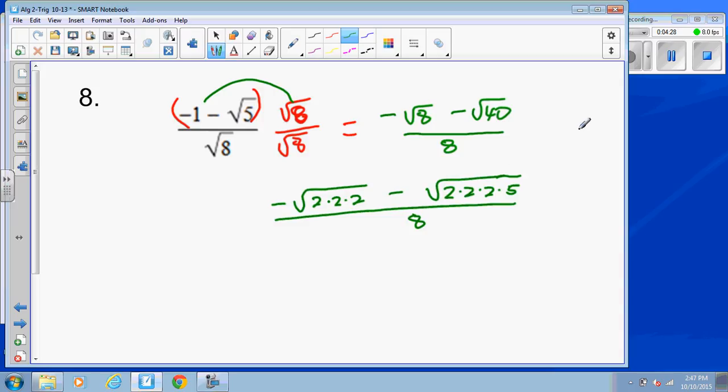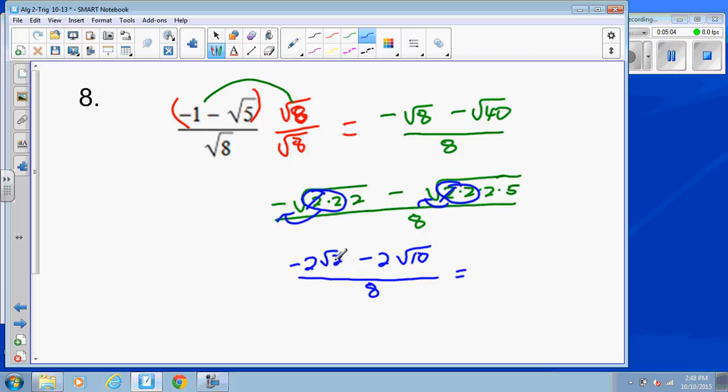You can do the factor tree if you have to, but that's what it becomes. And then as I work with square roots, the 2 inside becomes 1 on the outside, and the other one cancels. So I have 2 square root of 2, negative 2 square root of 2. And again, this one here, 2 comes out as well, and 1 cancels. So I have minus 2 square root of 10 all over 8.